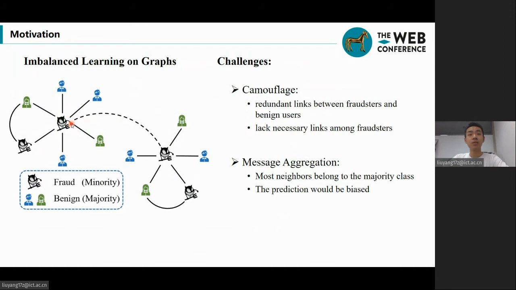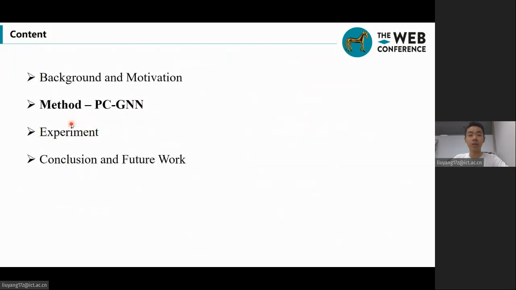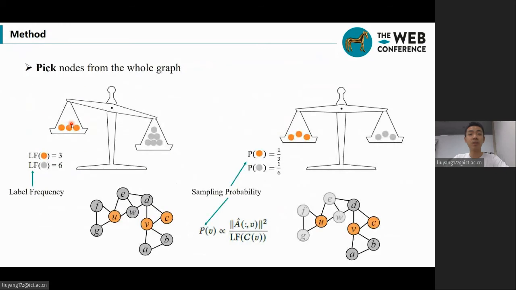So the motivation of this work is to solve the class imbalance problem in graph-based fraud detection. And in the next part, we will introduce a method named PCGNN to solve this problem. The first step of PCGNN is to pick nodes from the whole graph to construct a label-balanced subgraph for training.